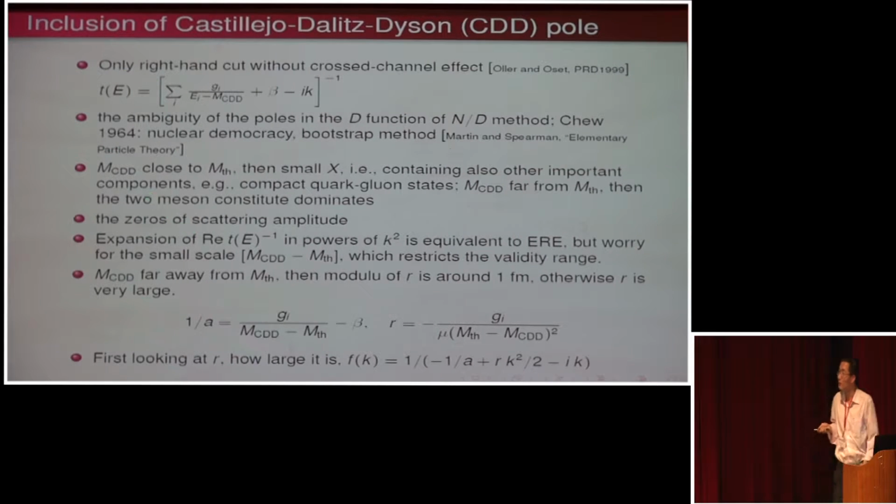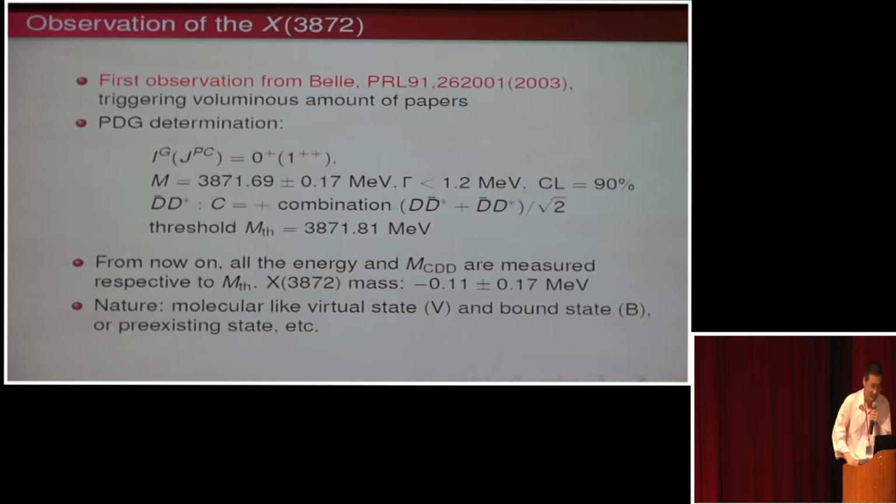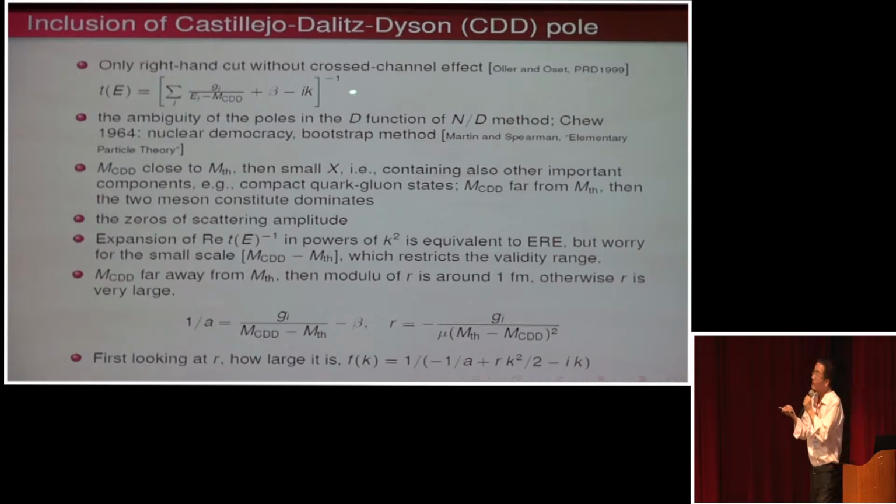At the last two points, we show how it is related to the effective range expansion. We just expand the real part, and we can recover the ERE. At this point, you will see if the CDD pole is close to threshold, the value of the effective range will blow up. So certainly the expansion does not converge. I will extensively use this amplitude, or you can see it's a new parameterization of the two-body scattering amplitude.